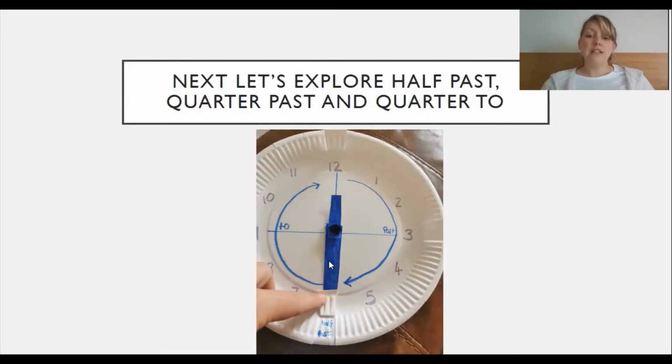So the thing that you need to know is if the big hand is pointing at the 6 or halfway down the clock, it would be half past the hour. So this time would be 12:30.